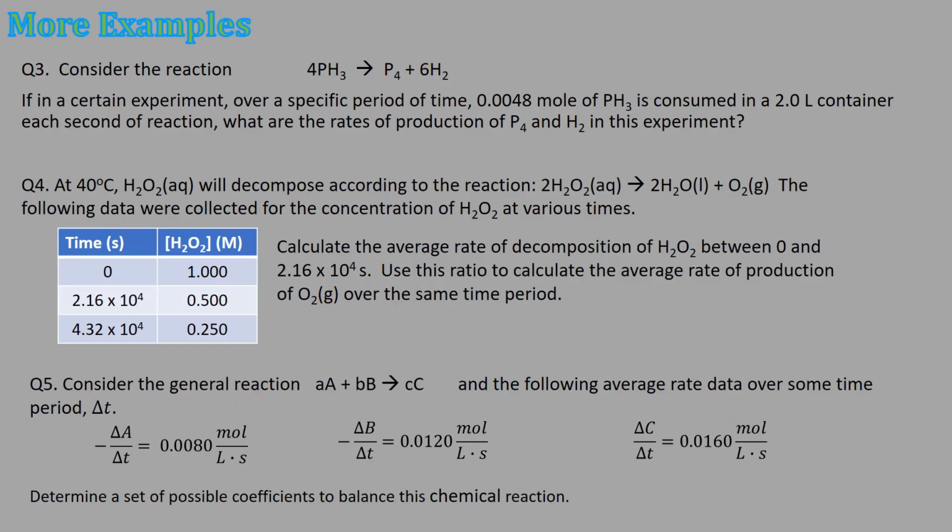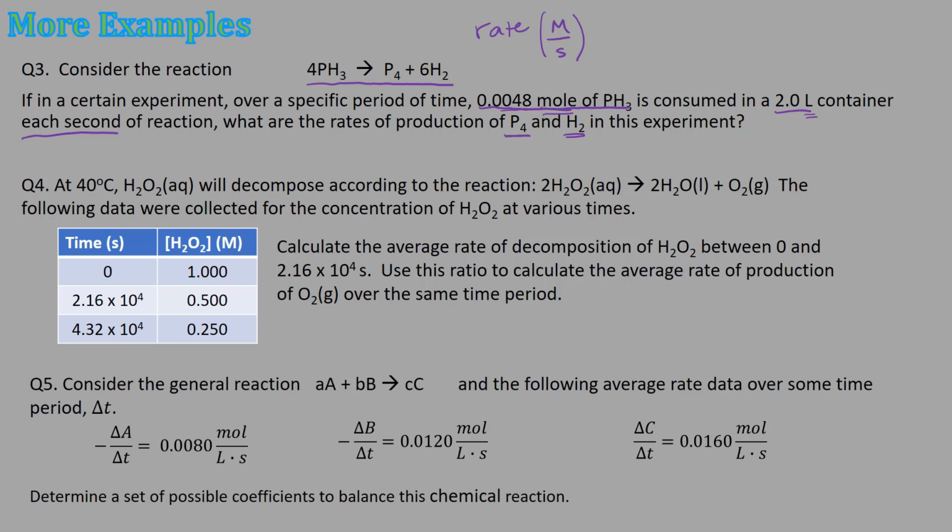All right. Okay, so in this first one, we've got this reaction, and it says we have 0.0048 moles of PH3 in a 2-liter container, and it's consumed every second of the reaction. And we want to know the rates of P4 and H2. So before I can find these, I have to figure out what the rate is for this. And so I need to find molarity first, because rate of a reaction has the units of molarity per second. So I need to know how the molarity is changing every second. So first, this is moles, this is liters. I need to put it in terms of molarity.